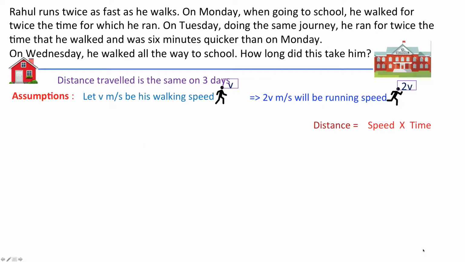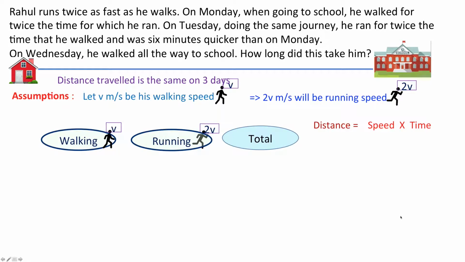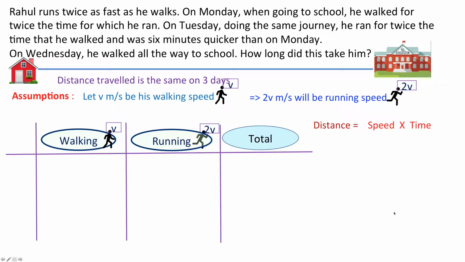So we have talked about the diagram. We have drawn the diagram. Let's make a table now. The table looks like this. The journey on each day comprises two components, the walking component and the running component, and this column denotes the total. So this total is basically the sum of the walking part and the running part.